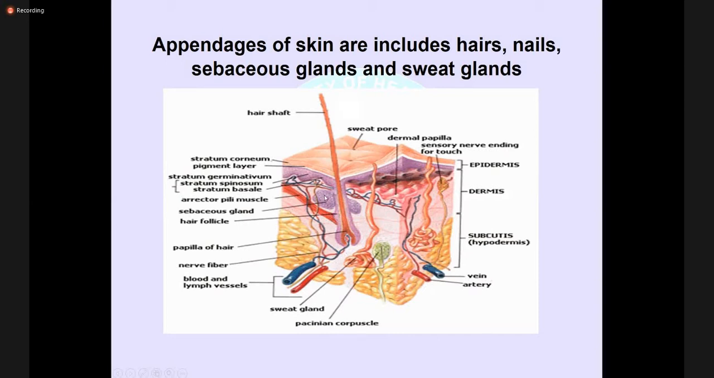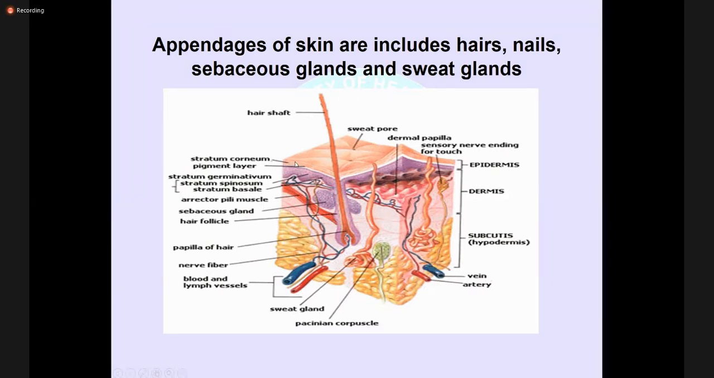These are the associated glands with the hair follicles, which are obviously the sebaceous glands. And we can see the slips of muscle which are associated with the hair follicle. These are actually the erector pili muscles, right? These are the different layers of the skin.